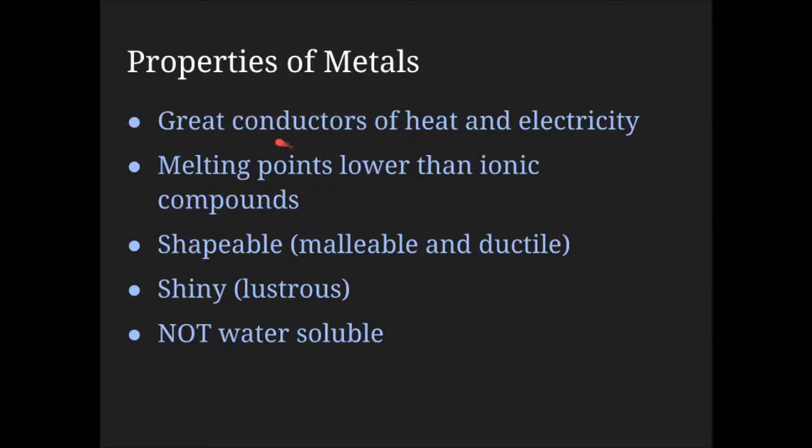Their melting points are going to be lower than ionic compounds. Metals have decently high melting points, except I guess for mercury, but they have lower melting points than the ionic compounds. Metals are shapeable. Because their pieces can move and slide past one another, they're not locked in place, so you can hammer them into shapes or stretch them out into wires or sheets.